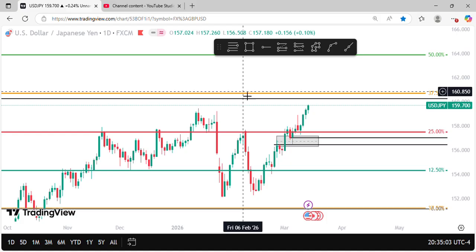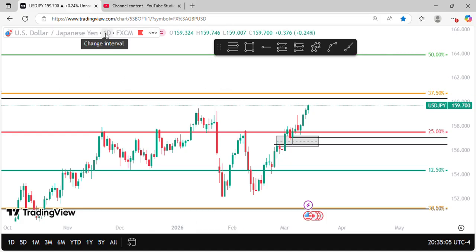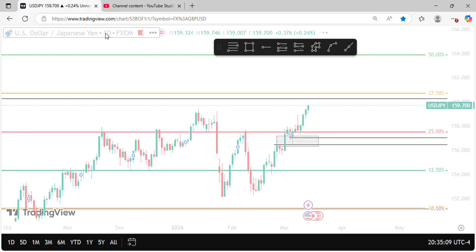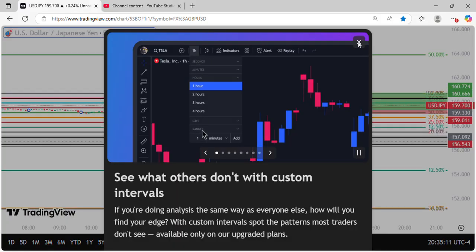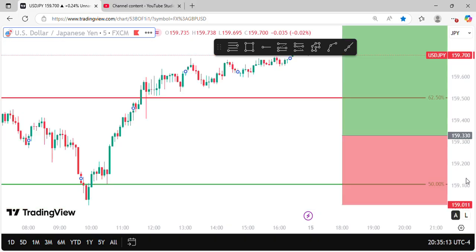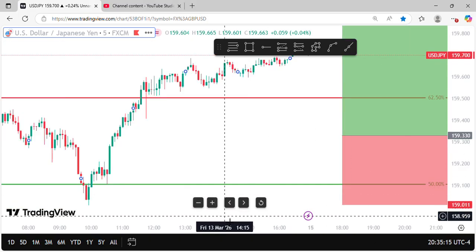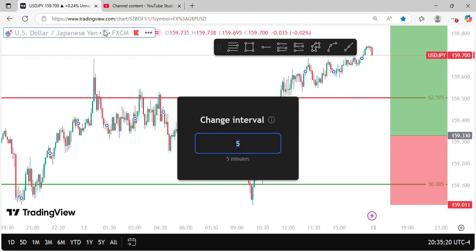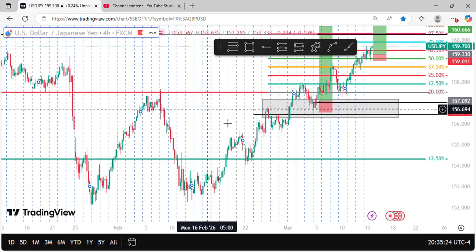And so let's move into the 4 hour and then see. Okay, so this is the 5 minute, not the 4 hour chart. Let's go into the 4 hour chart exactly.